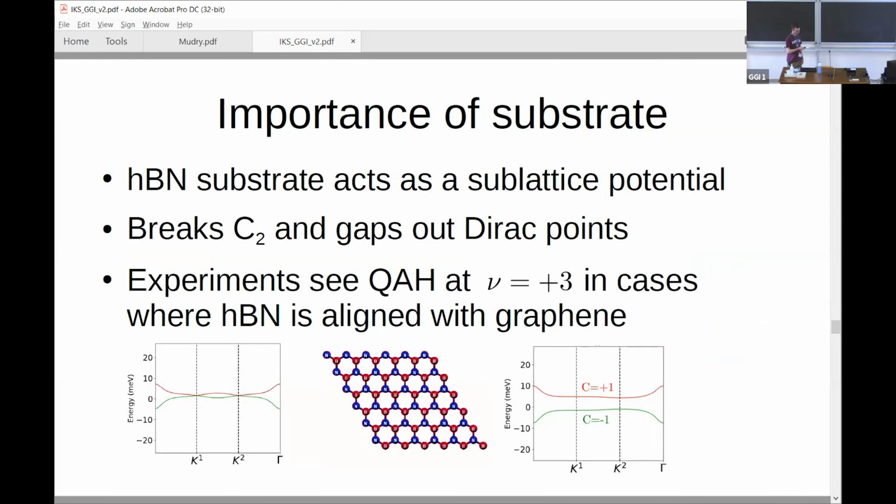And then finally, the substrate potential. So hBN has got the same hexagonal structure as graphene, but it's got inequivalent atoms on the two inequivalent lattice sites. And so it acts like a sublattice potential, in other words, sigma z in the Pauli matrix language. And so what it's going to do is it's going to gap out these two Dirac cones and give us two bands with Chern number plus and minus 1. And again, in experiments, it's known that whether or not you've got the substrate will influence whether or not you observe the quantized anomalous Hall effect. So it's known to be important.